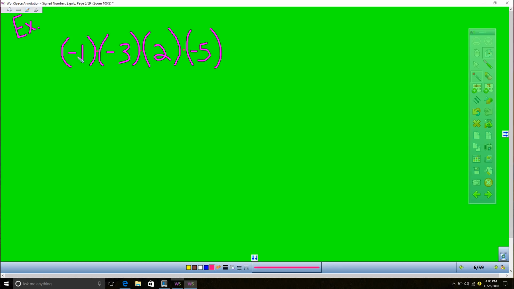Okay? So in order to decide whether the answer is going to be negative or positive, simply count. This is a shortcut for finding the sign of the answer. Simply count the number of negatives. Now, it doesn't matter how many positives there are. Simply count the number of negatives. I see there are 1, 2, 3 negative signs here. Therefore, I know the answer is going to be negative. Now I can just multiply the numbers. 1 times 3 is 3, 3 times 2 is 6, 6 times 5 is 30.